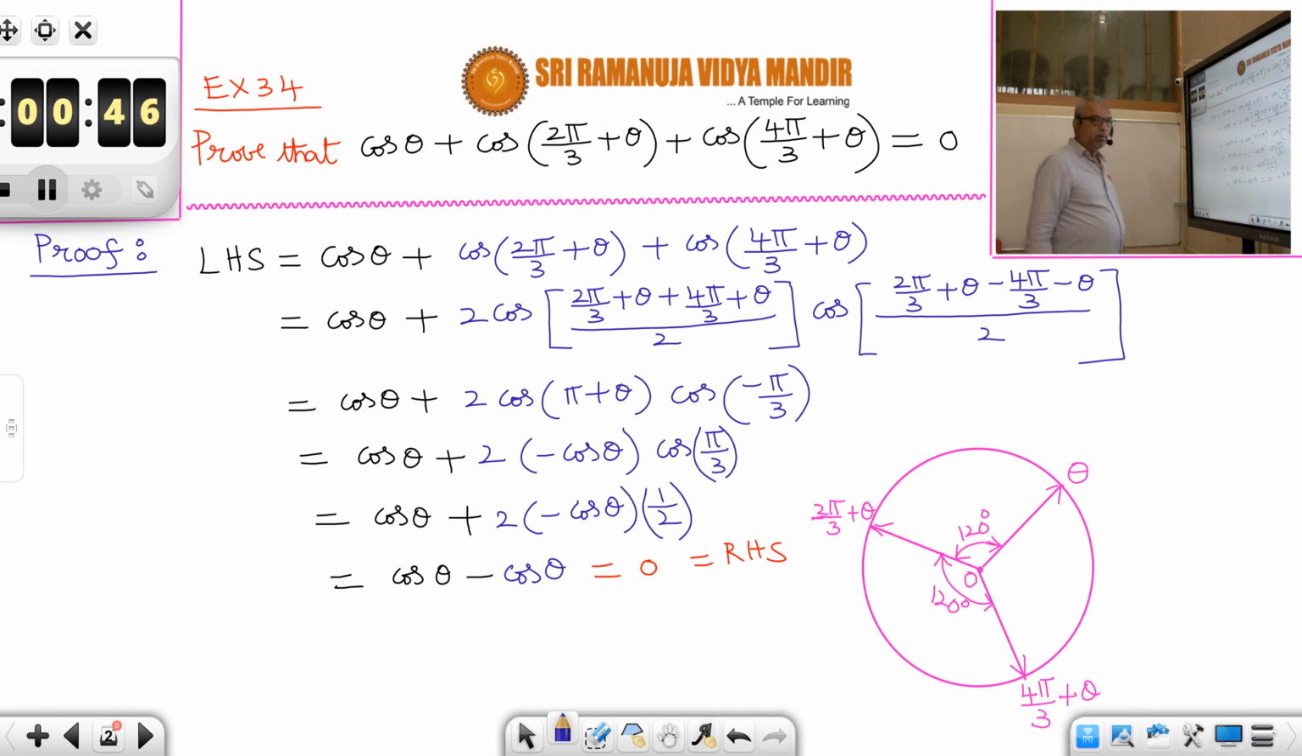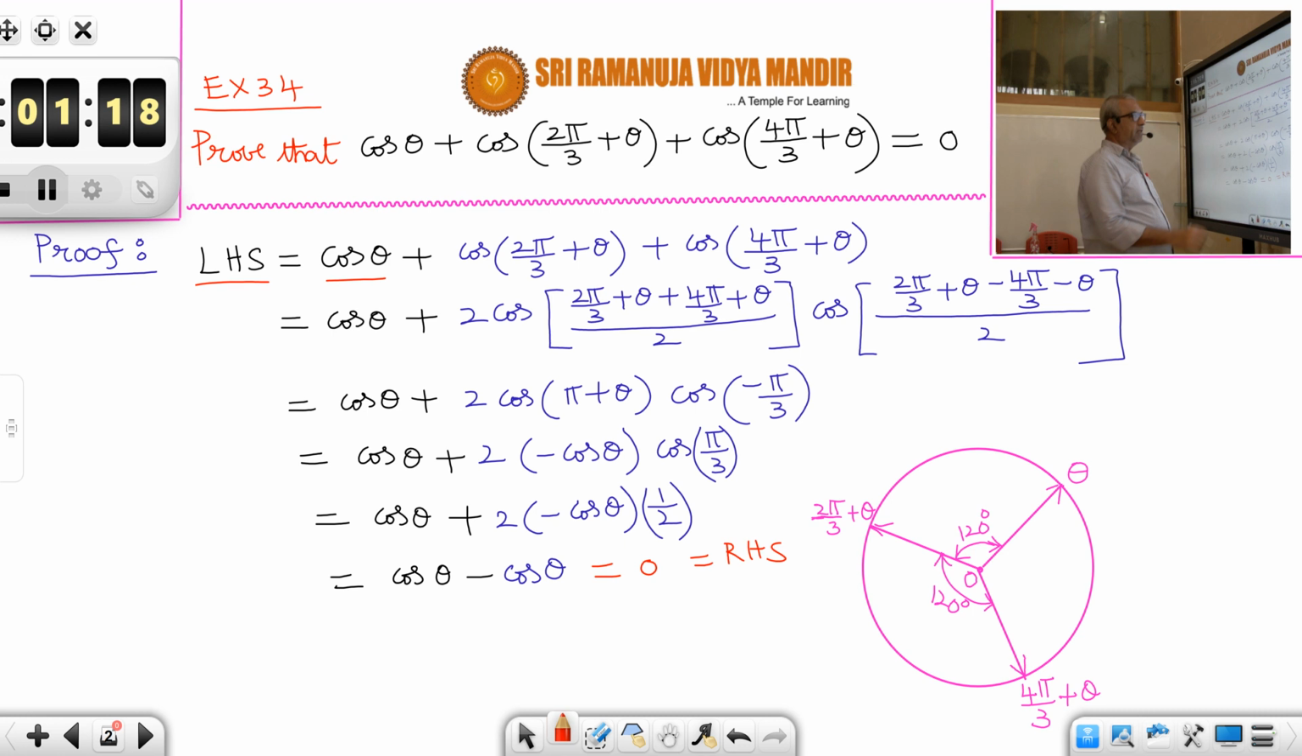So this is problem number 34. Prove that cos theta plus cos(2 pi by 3 plus theta) plus cos(4 pi by 3 plus theta) is equal to 0. So this is an easy problem. We take the left hand side: cos theta plus cos(2 pi by 3 plus theta) plus cos(4 pi by 3 plus theta).